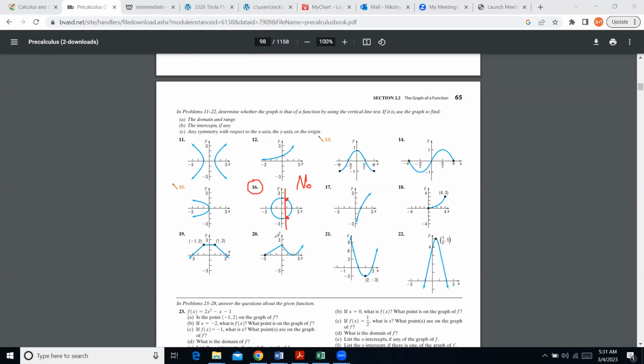So what you need is to make sure that the vertical line test passes and you have a function when you have a graph. And if the vertical line test does not pass, then you don't have a function. That's pretty much all it is.